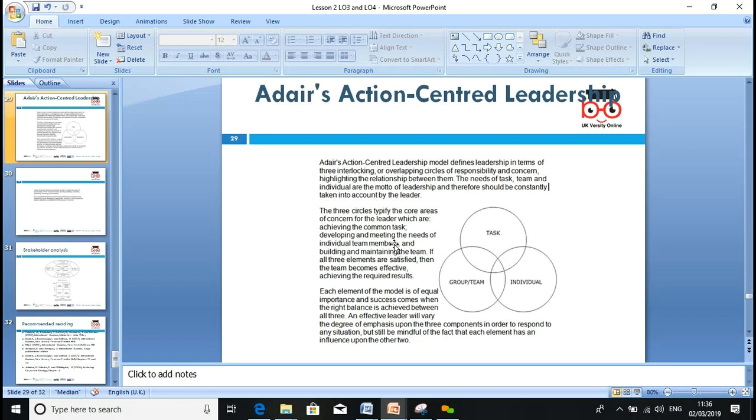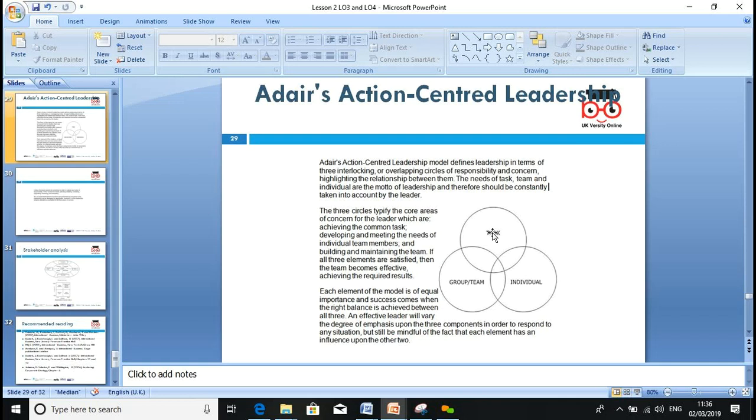The three circles tie to the core areas of concern for leaders: achieving the common task, developing and meeting the needs of individuals and team members, and building and maintaining the team. If all three elements are satisfied, then the team becomes effective, achieving the required result. Each element in the model is equally important. Success comes when the right balance is achieved between all three. Effective leadership varies in the degree of emphasis on these three components.